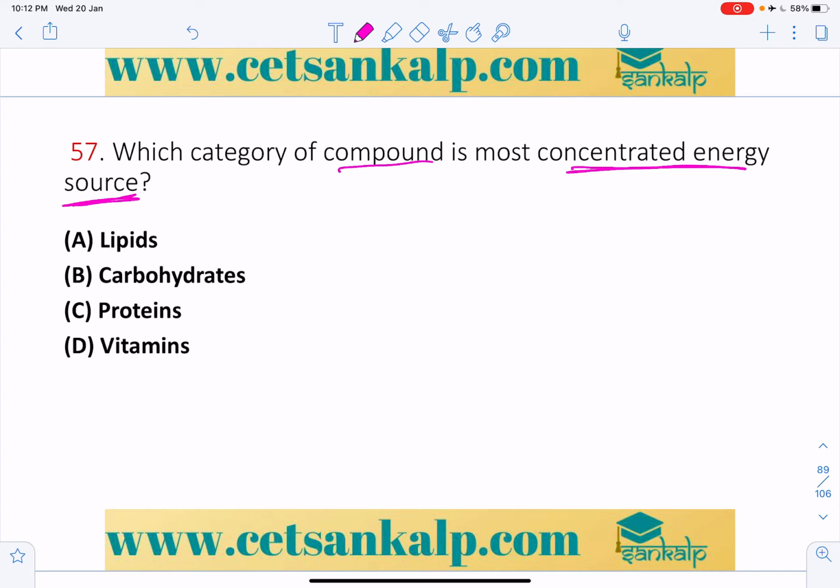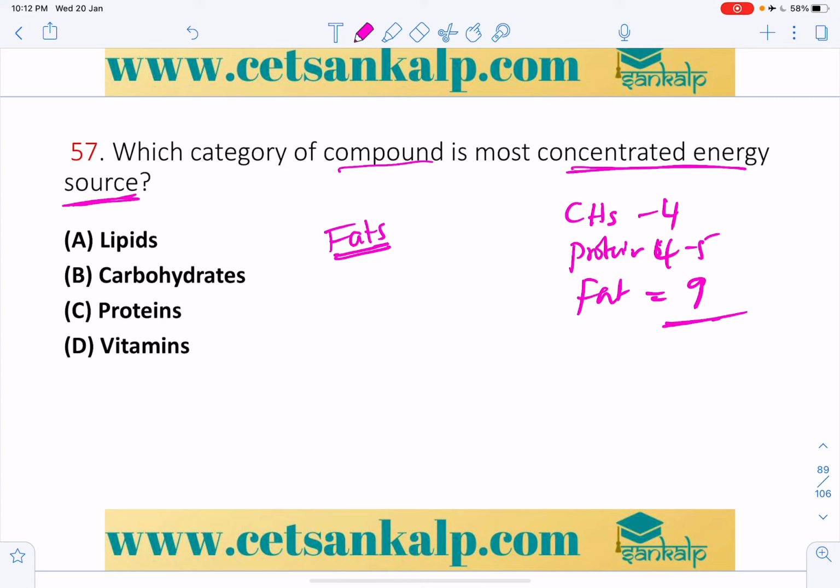So whenever we see this generally, right, fats will be the more concentrated food, correct? Whereas carbohydrates give 4 kilocalorie per gram, and protein approximately the same, that is 4 to 5, whereas fat gives a calorific value of 9. So the answer for that is lipids.